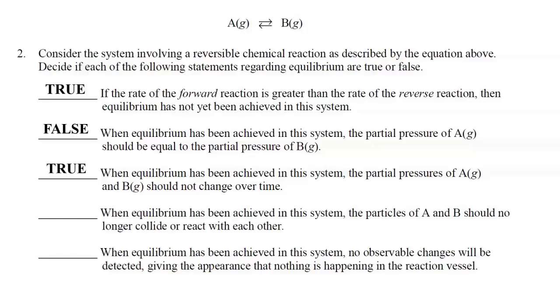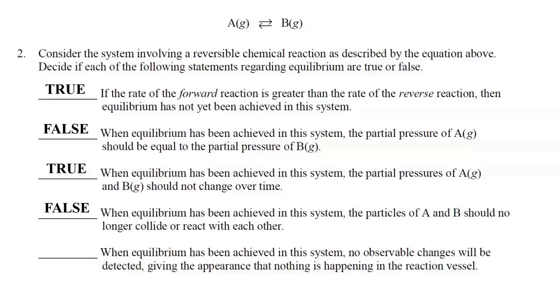When equilibrium has been achieved in this system, the particles of A and B should no longer collide or react with each other. That's false. Equilibrium is a dynamic system in which the reactants are converted to products and the products are converted to reactants at the same rate, but they're still happening, as in the reactions are still occurring in opposite directions. They're still colliding and reacting.